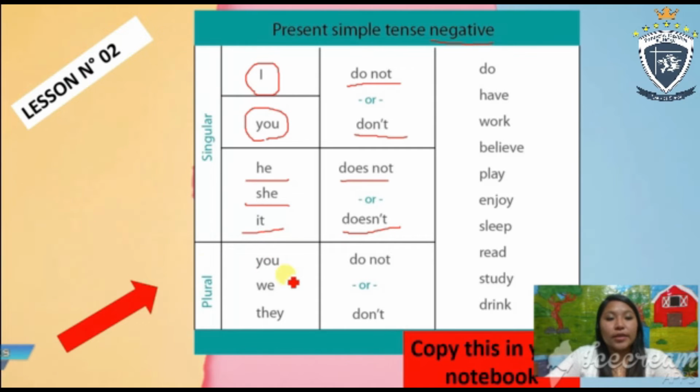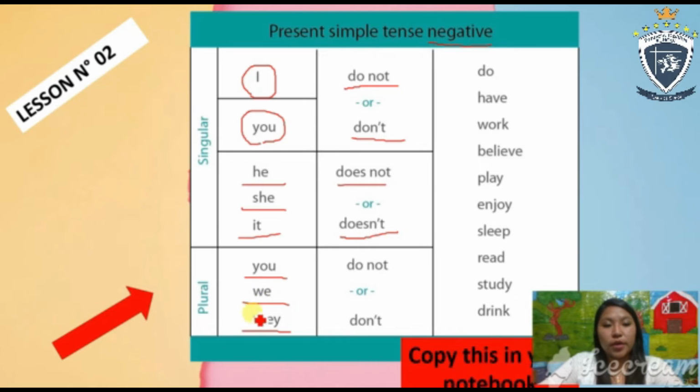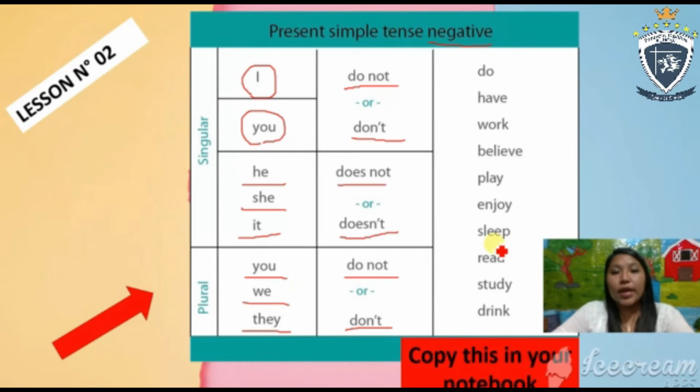Ok, sigamos. Now, in the case of the plural, when we talk about you, we, and they, we use do not or don't. And I repeat, the verb is not going to change. You are going to write the verb in the normal form. En su forma normal. Lesson number 2, remember, you are going to copy this in your notebook. Vas a copiar esto en tu cuaderno. Solo esto y el siguiente, ¿ya? Okay, next.